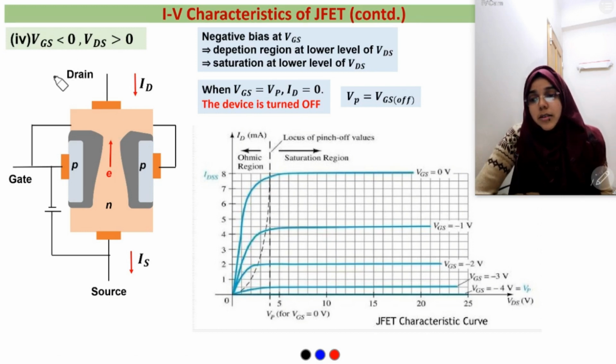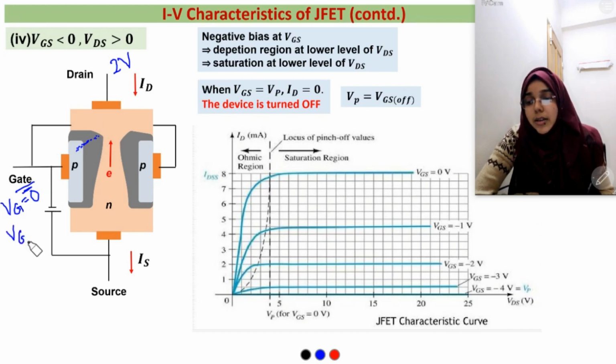Now the last and the fourth case is if we apply a negative bias at the gate voltage. So what will happen? Let's see. In the previous cases, VG was 0. So let's say we have applied 2 volt here. So in this area, the potential difference was 2 volt. Now, if we apply VG negative, let's say minus 1 volt, then the potential difference between the gate and the channel will be 3 volt.